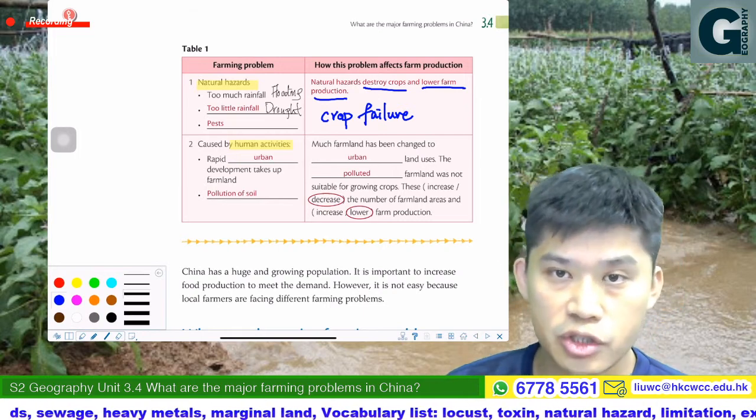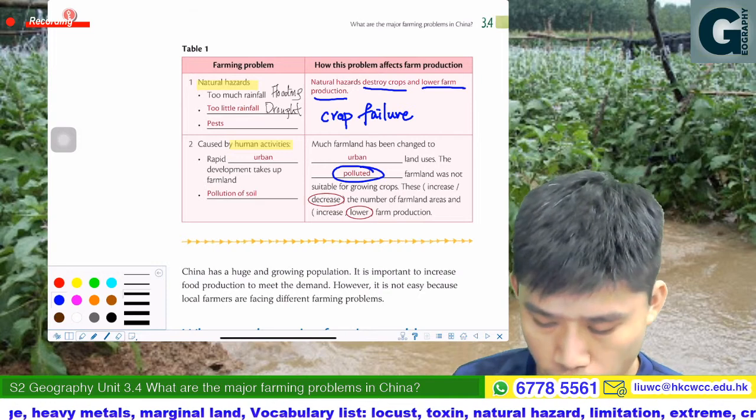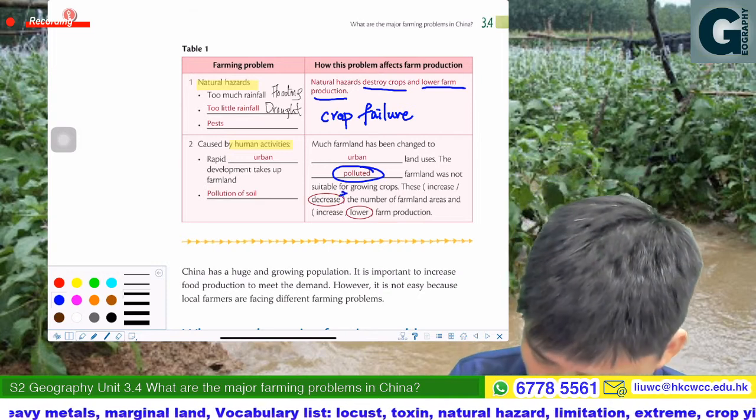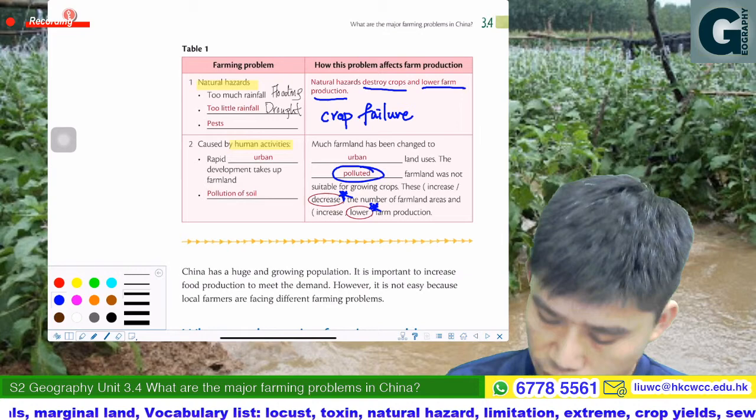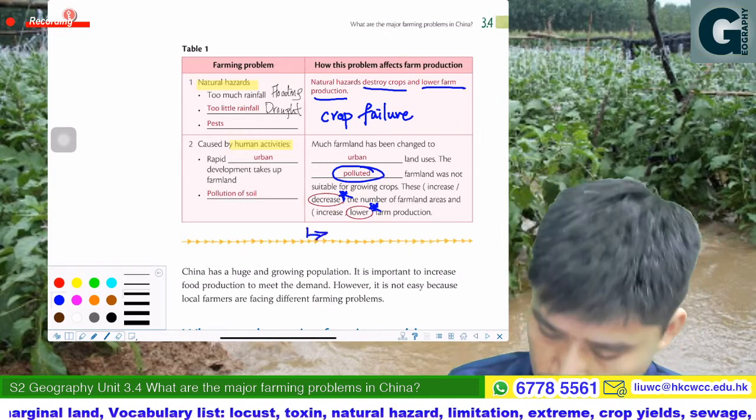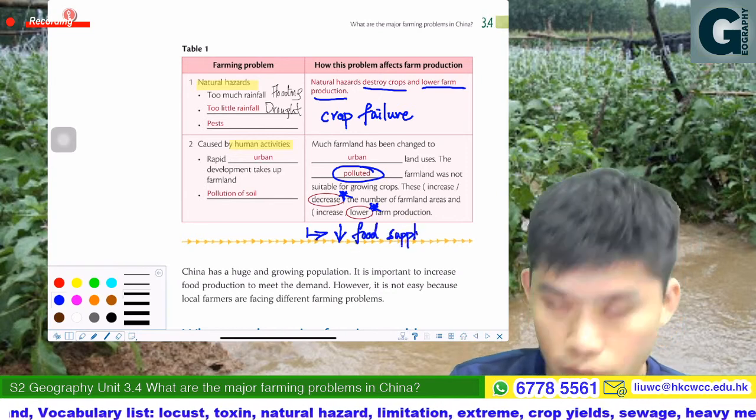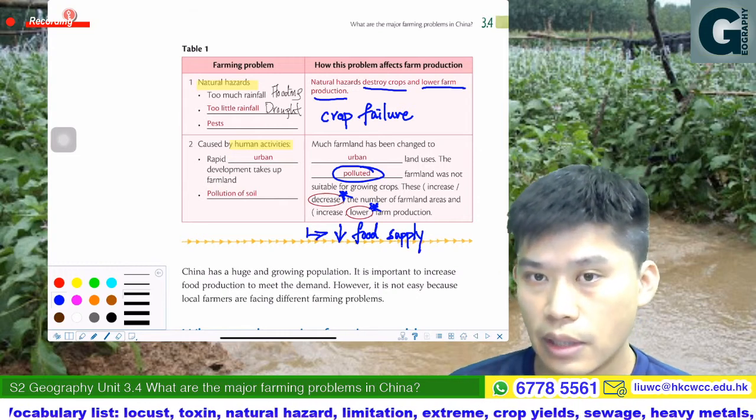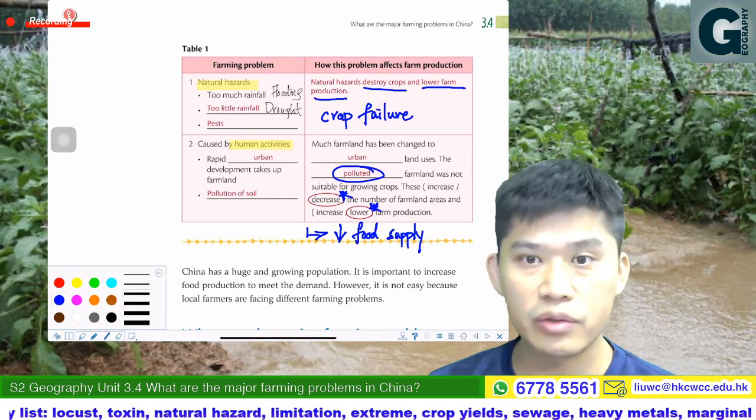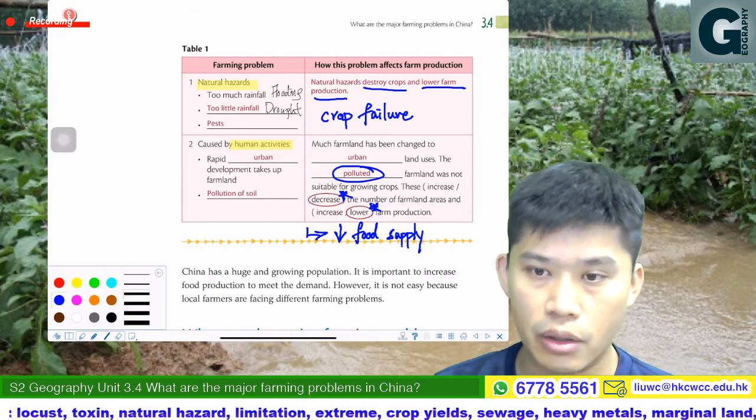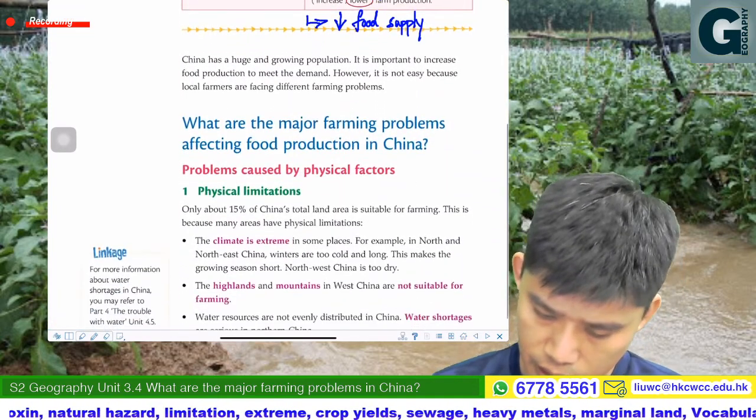Much farmland has been changed to urban land use, so this may pollute the farmland. That is not suitable for growing crops, and it will decrease the farmland area and decrease the farm production. So we may say it will also lead to the drop of food supply. So when we talk about farm production, remember the ultimate purpose, we should focus on food supply. So therefore, let's go to the paragraph.